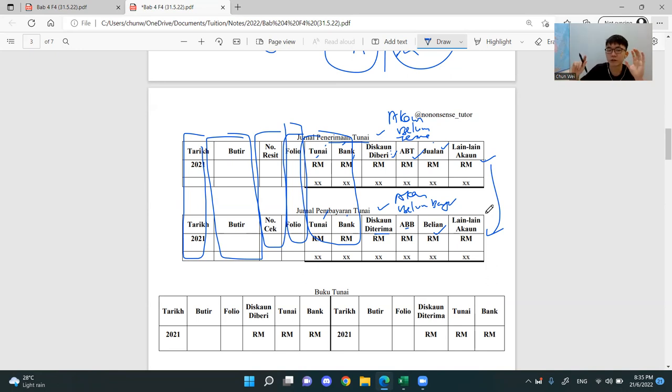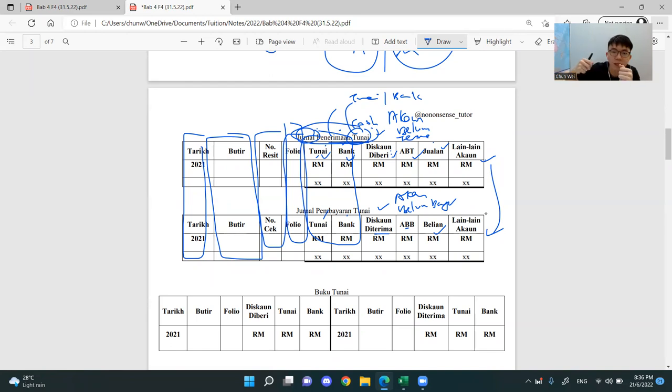Now just use some common sense, because as you know, during my class, I like to use common sense and common reasoning to understand the concept of accounting. So think: the journal penerimaan tunai, what does it mean? This is a journal. Journal means recording, like a book. So a book for receiving, menerima, collecting. Tunai means cash. Tunai here can be either tunai or bank, that's why there is tunai and bank. So this is the book to record penerimaan tunai, cash collecting.